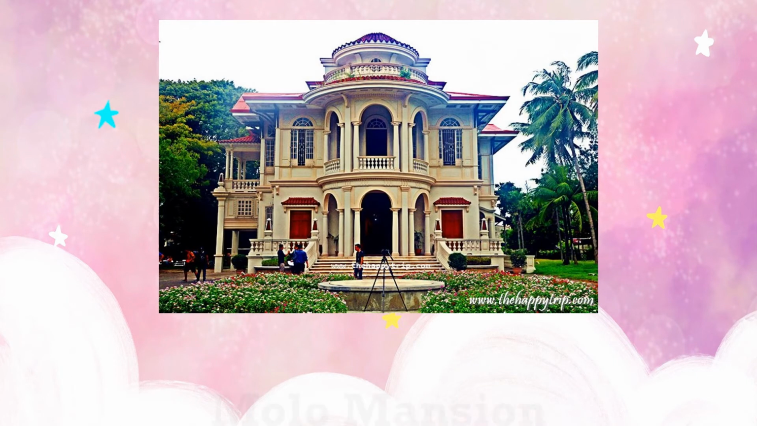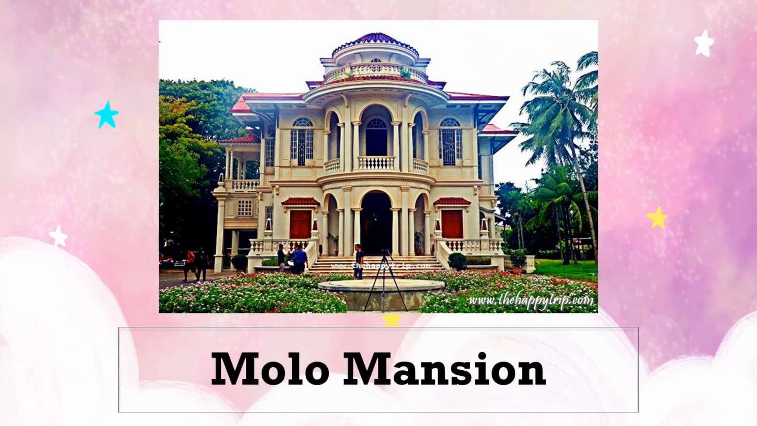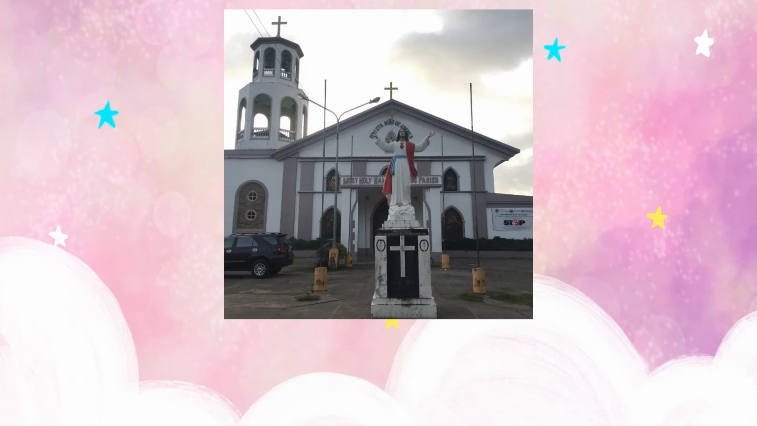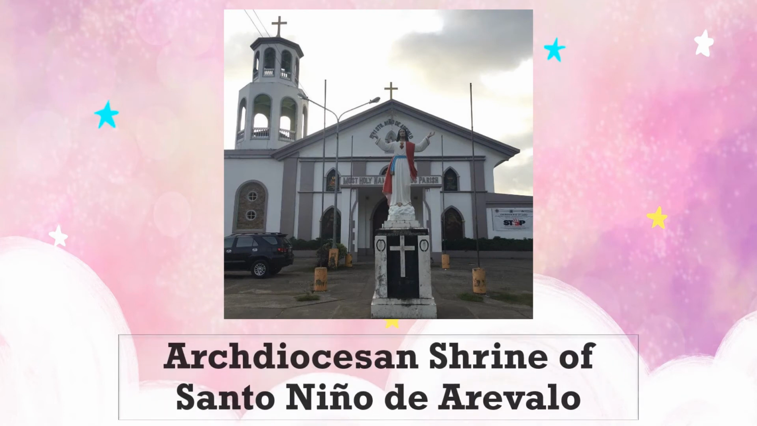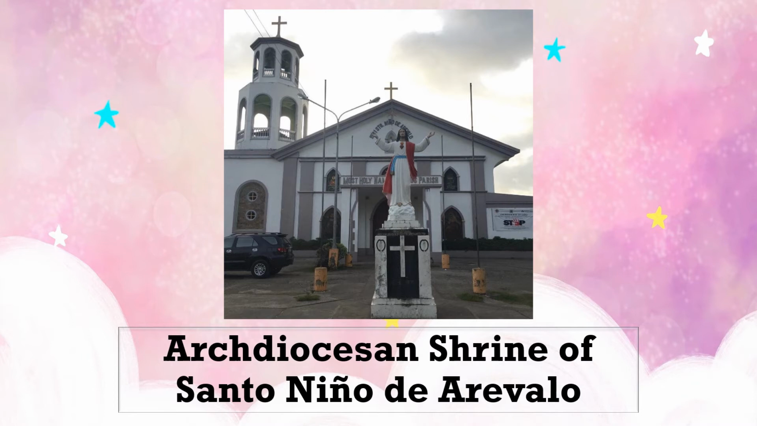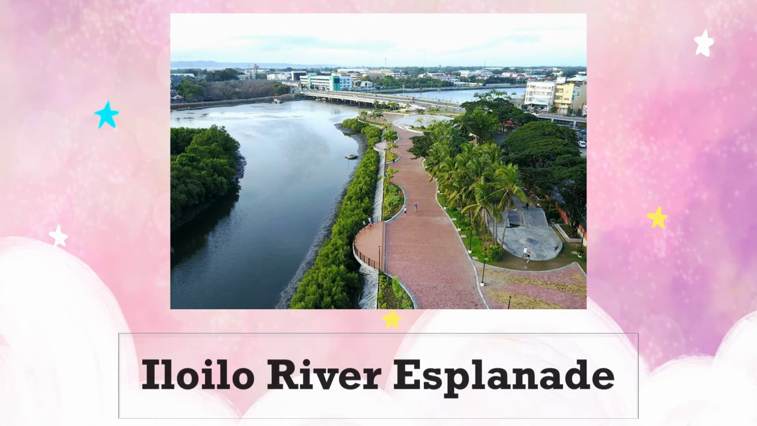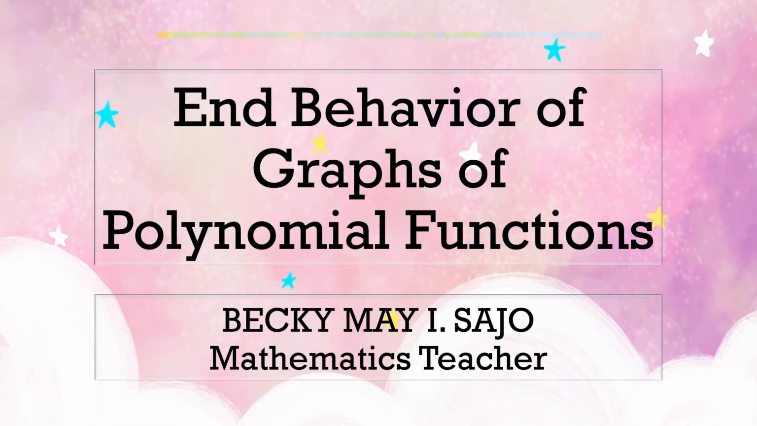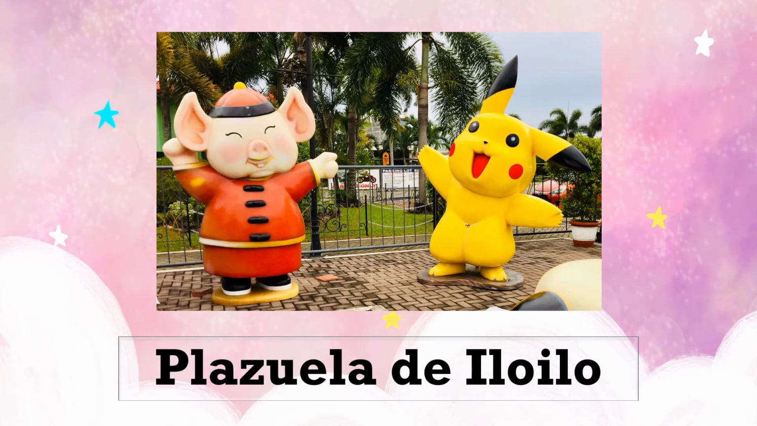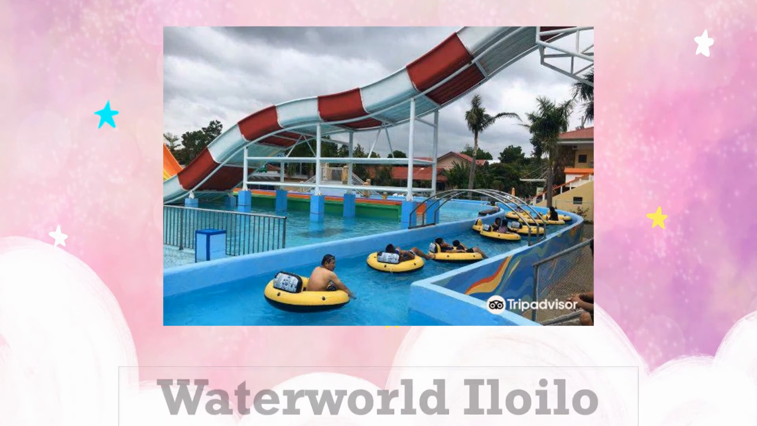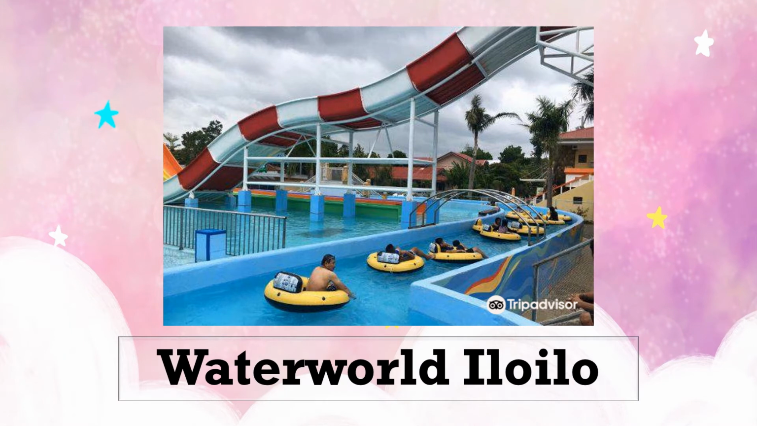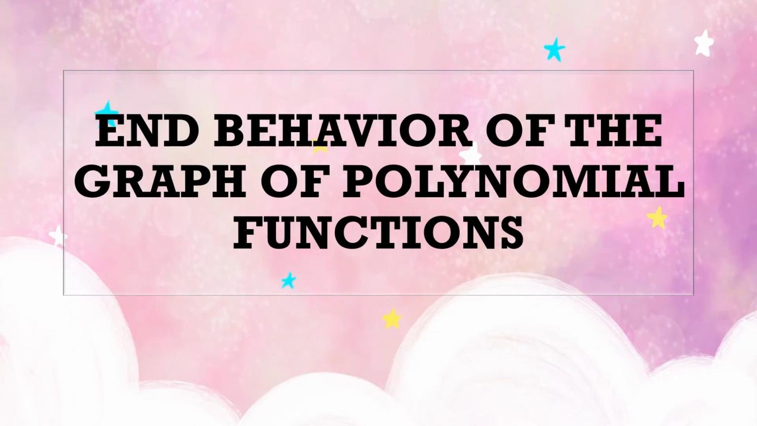Number 1, Molo Mansion. Number 2, the Archdiocesan Shrine of Santo Niño de Arevalo. Number 3, this is the Iloilo River Esplanade. Next, this is Plazuela de Iloilo. Next, Waterworld Iloilo.